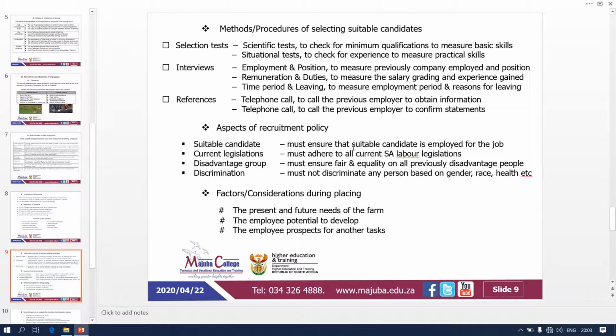You must make sure that you employ the suitable candidate. You must adhere to all current labor legislation. You must give fairness and equality to disadvantaged people. You must not discriminate in terms of gender, race, health, etc.